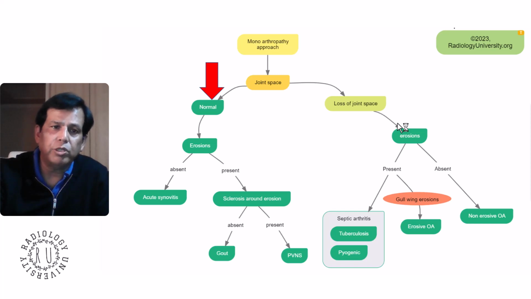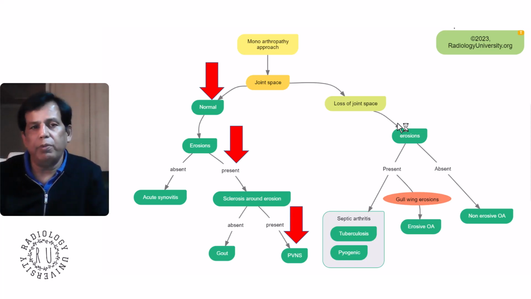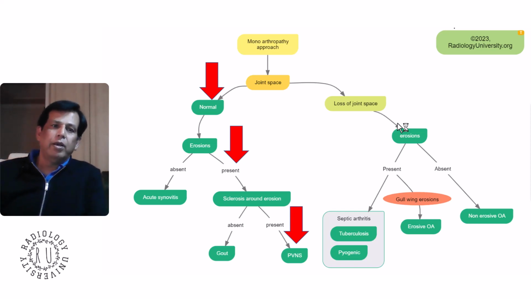So when we approach normal joint space with erosions, and there was some sclerosis around the erosions, it is a PVNS. This diagram is very important. Keep remembering this diagram. As we go through cases, you will come to know how we can differentiate using this diagram and follow a principle on monoarticular. So we can follow a general principle of monoarticular single joint arthropathy. Joint space is our main criterion and erosion is our second criterion. So in this case it is PVNS.